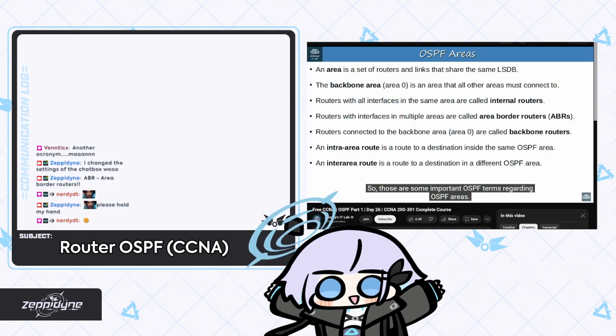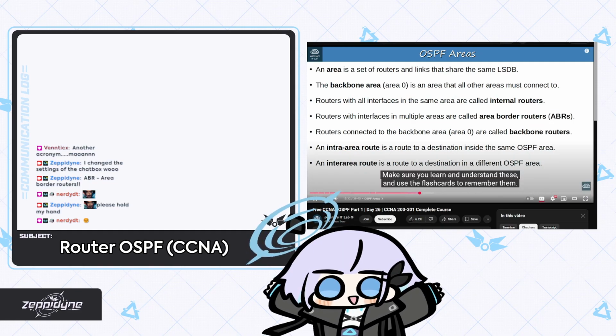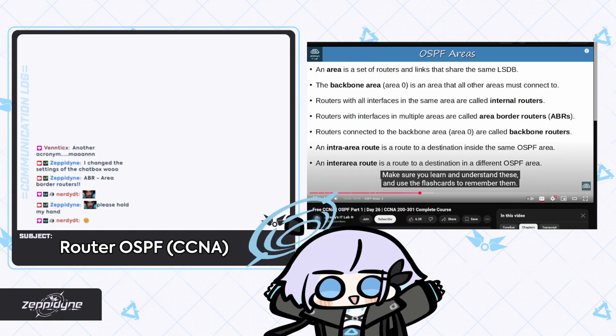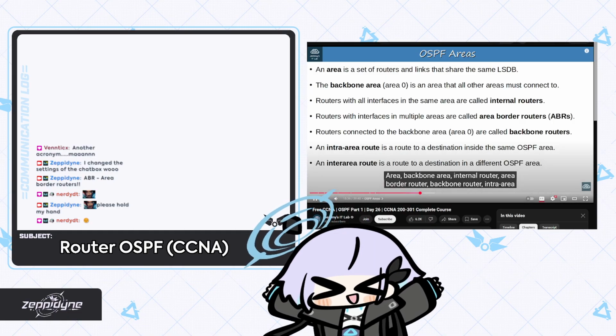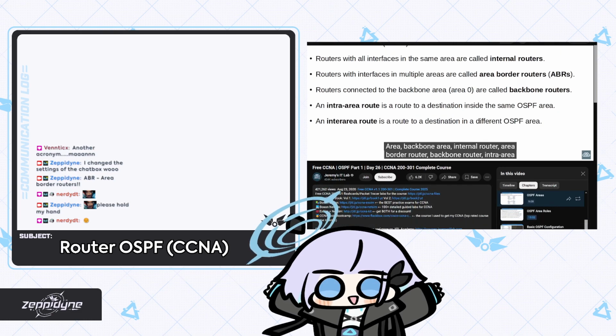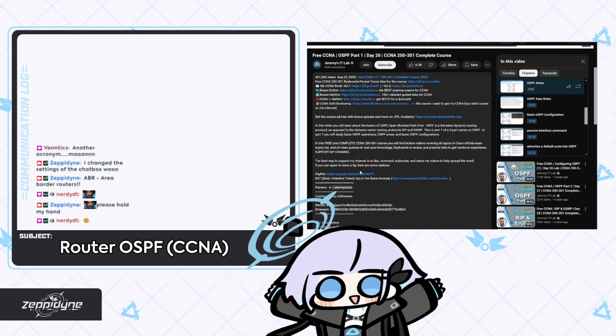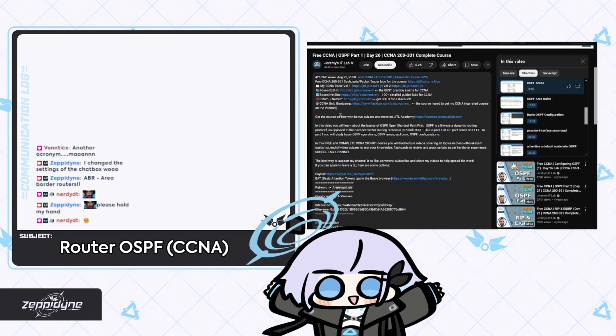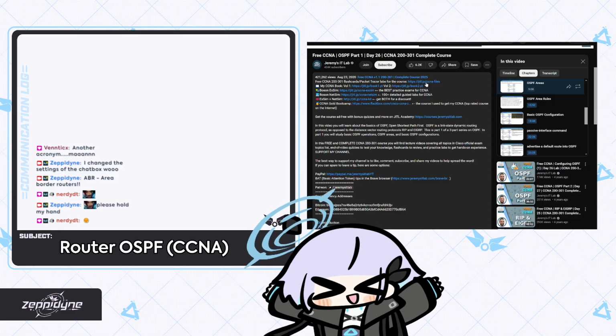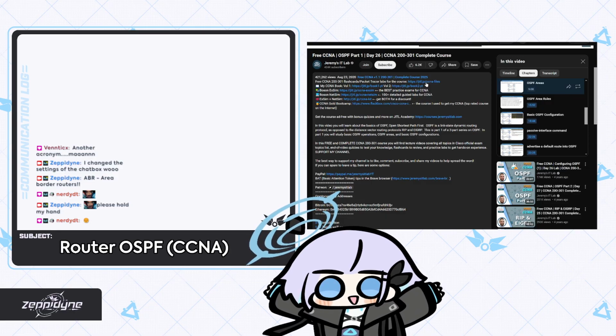So those are some important OSPF terms regarding OSPF areas. Make sure you learn and understand these, and use the flashcards to remember them. The flashcards: backbone area, internal router, area border router, backbone router, intra-area route, and inter-area route. Remember those terms. Next up, let's cover a few additional rules about OSPF areas.